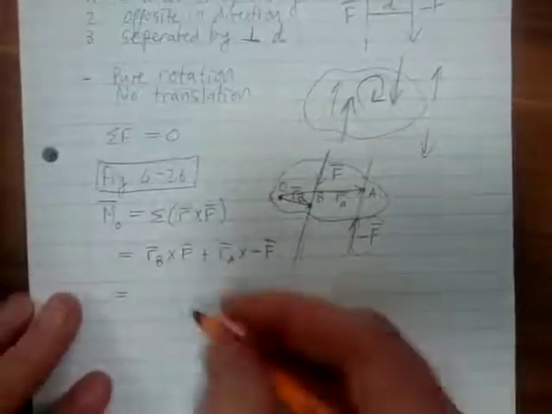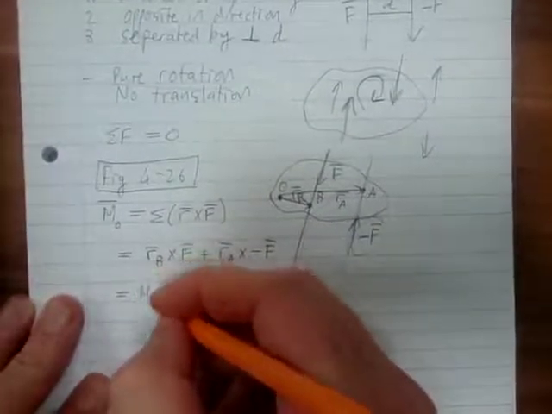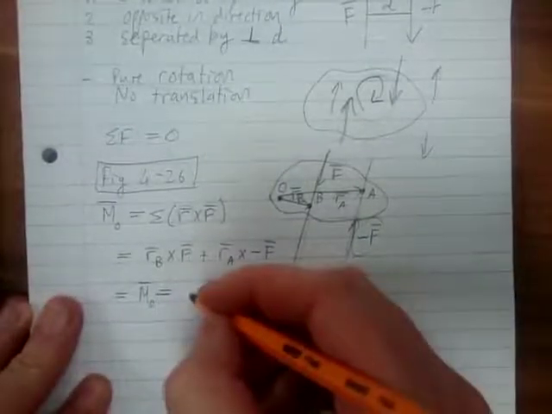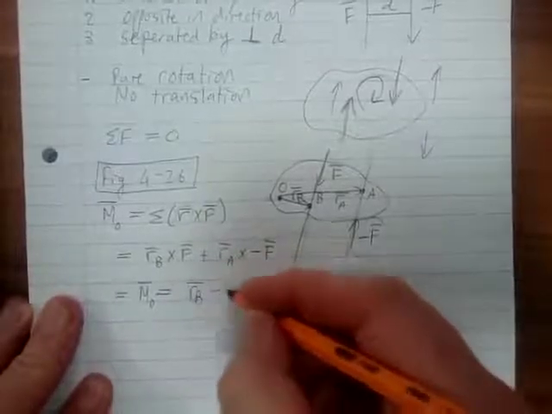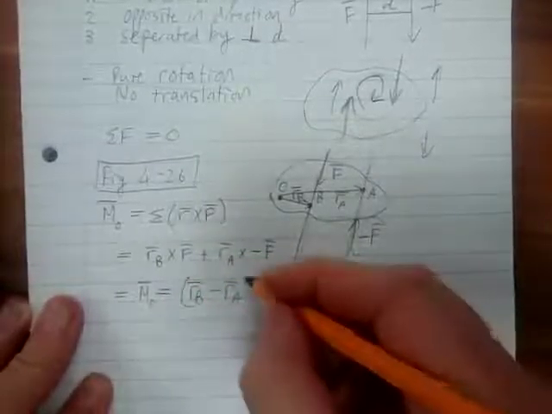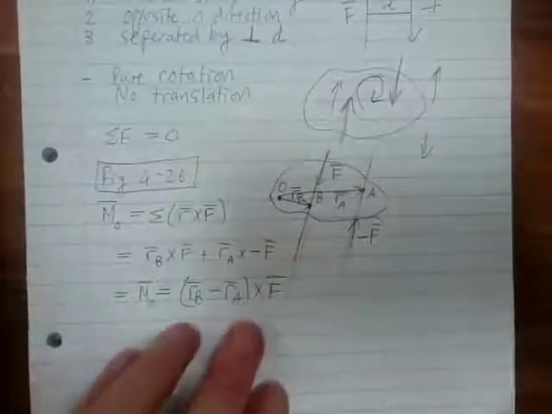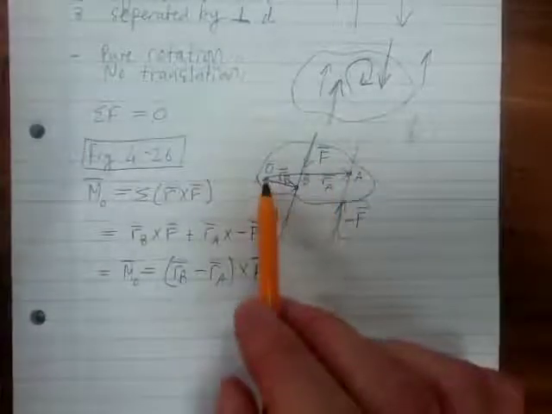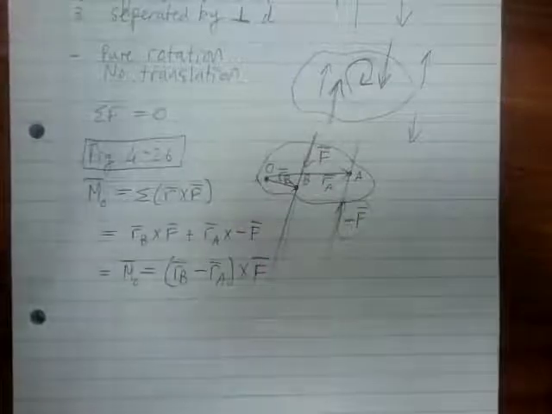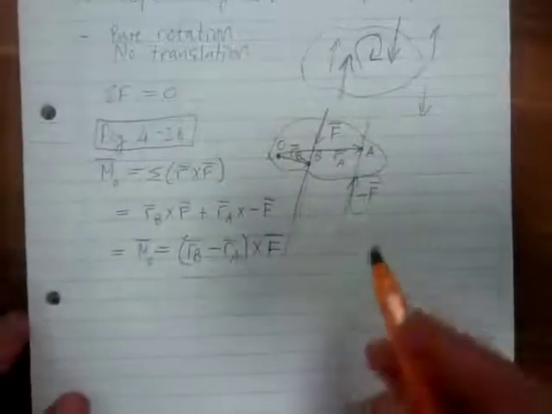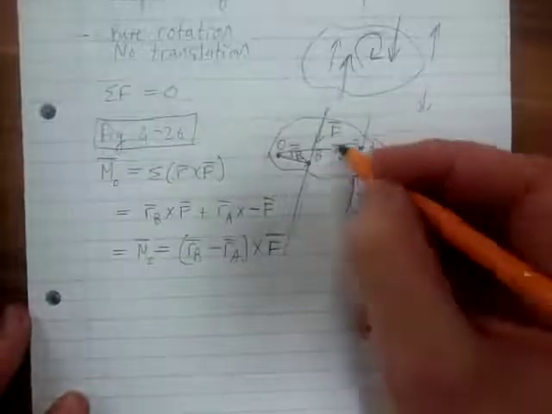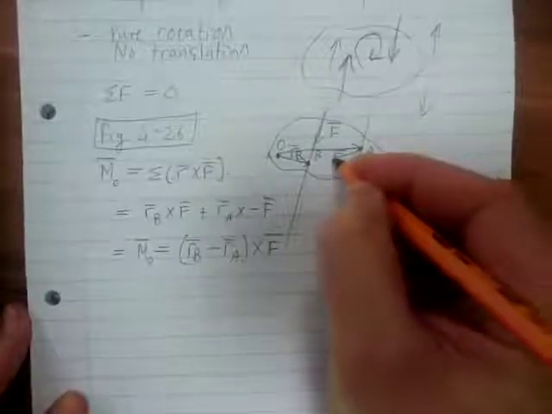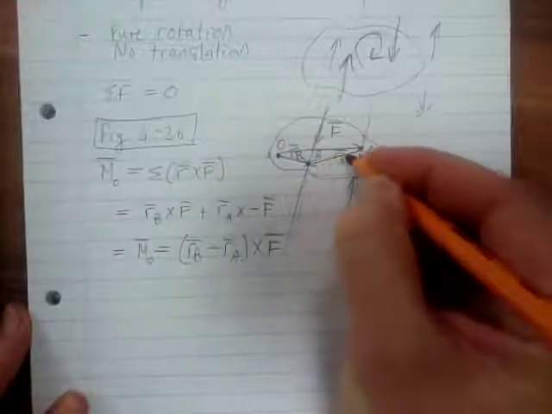So we've got the moment due to this force, RB cross F, plus the moment due to this force, RA cross minus F. If we do some rearranging, we will have that the resultant moment about O equals RB minus RA cross F. That's what we have here. Very straightforward. We've got two forces and we're taking moments about a point. We've done it a million times. There's nothing new there. My drawing is quite horrific, so go and look in the textbook.